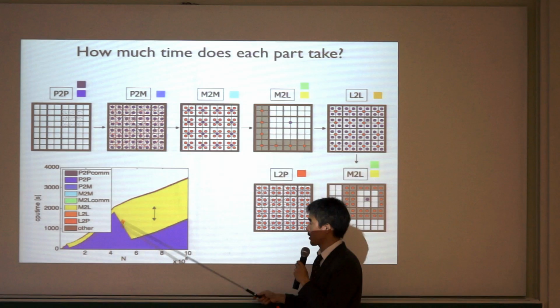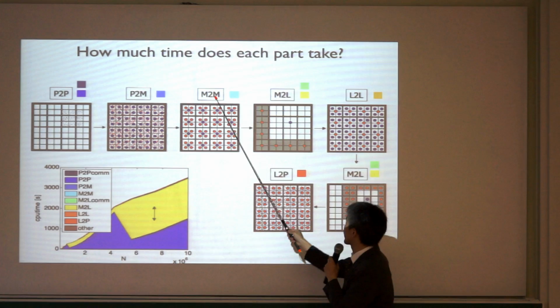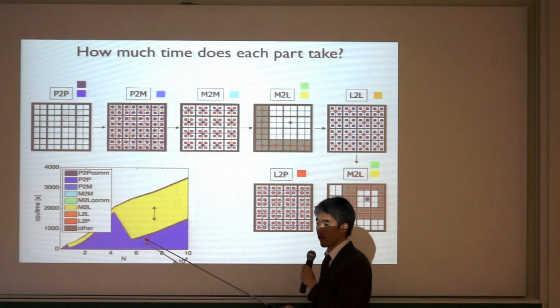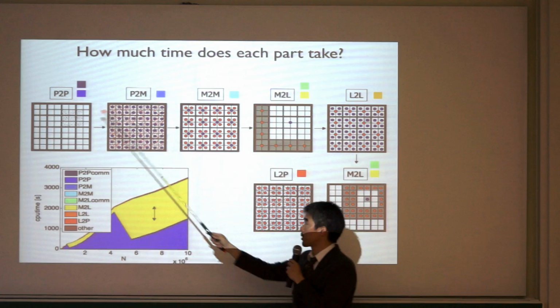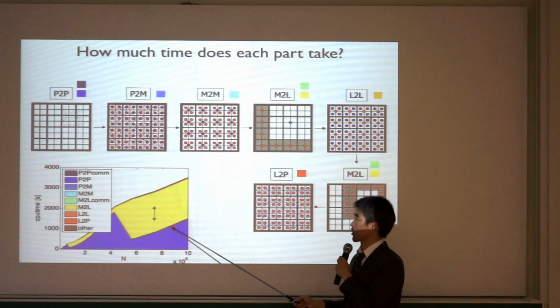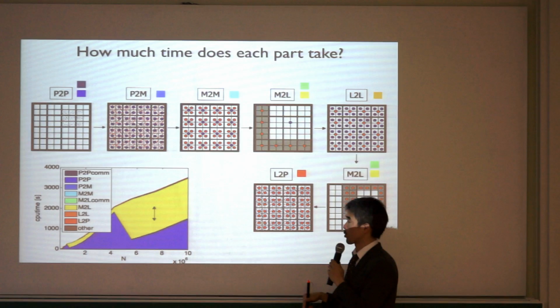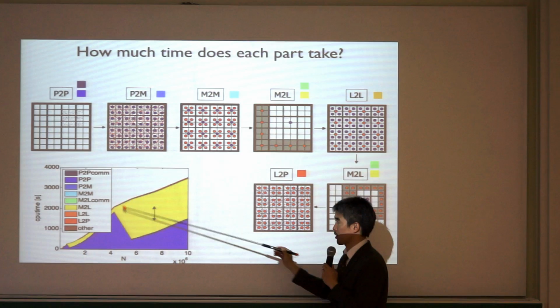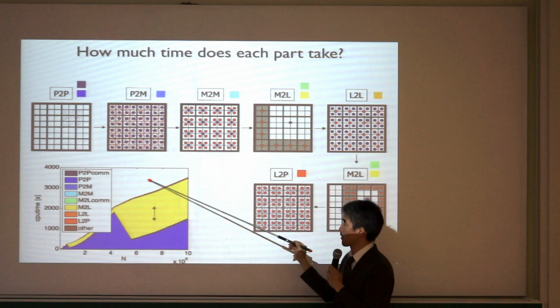You can see from this picture also that M to M, L to L, L to P, P to M, these other parts, you don't really see the colors in this plot. They're very small, actually. The majority is either in P to P or the M to L at the bottom level. That's usually the most significant part of the FMM calculation. So when you want to optimize your code, keep that in mind, because optimizing this part or this part of your code doesn't really give you any speedup, because it's not taking any time, as you can see in these plots. There's no orange or red part. Well, it's very small. You can barely see it.